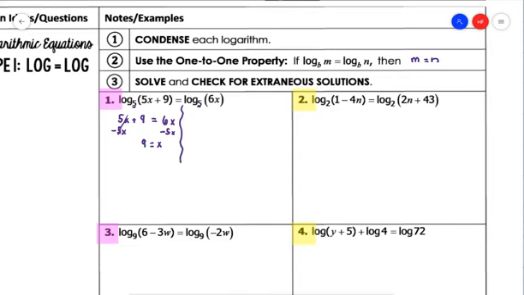And then we've got to plug those back in, make sure we don't have extraneous solutions. So log base 5 of 5 times 9, 45, plus 9 equals log base 5 of 6 times 9, which is 54. And 45 plus 9 is in fact 54. So we've got matching sides. So our solution is that x equals 9.